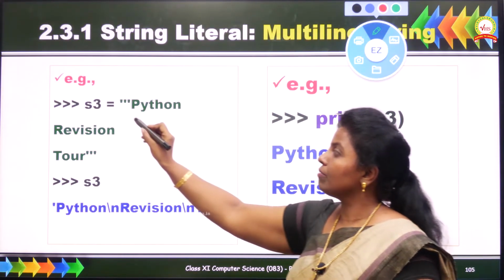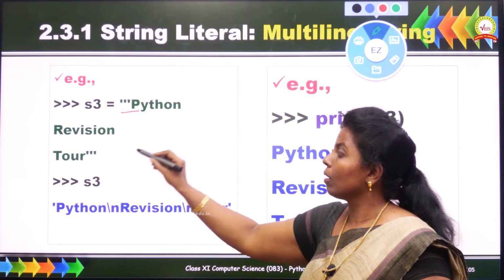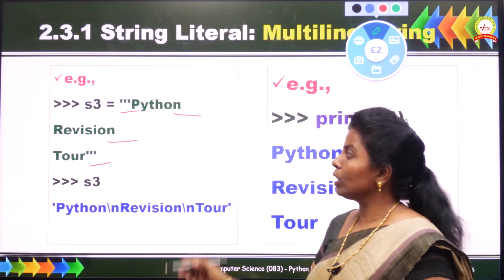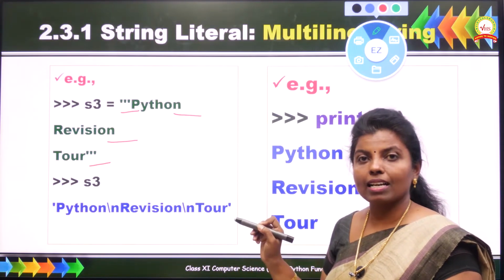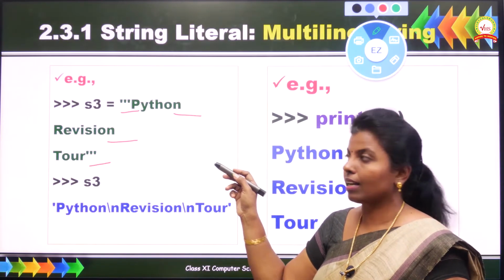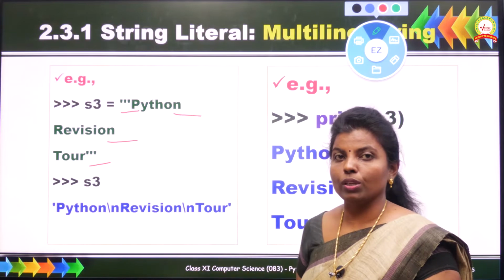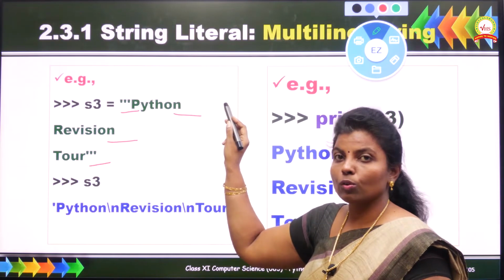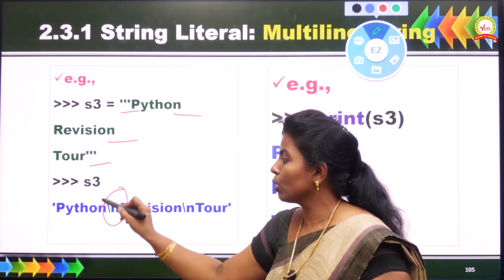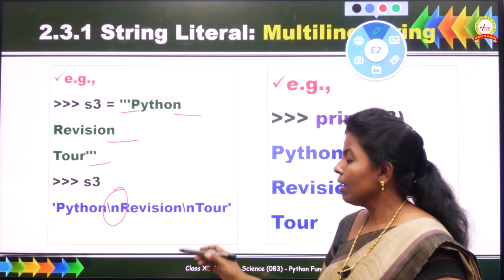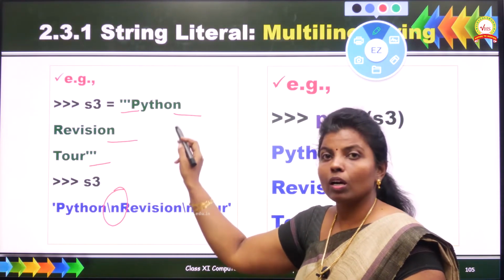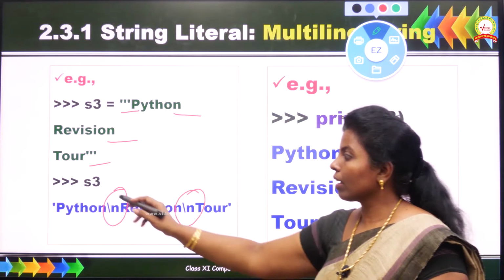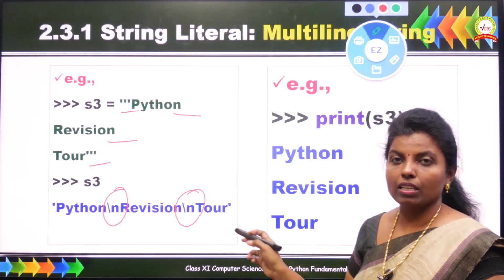When I start with a triple quote, except at the concluding line, I need not give any backslash. Because Python automatically includes the backslash character, that is backslash n, the new line character, at the end of each line except the concluding line. So when I display S3, you can see here after Python, I have not included anything, but the Python interpreter has included backslash n, the new line character. Again here after revision, I have not given anything. The Python interpreter has automatically included backslash n. Again, the word tour has been printed because that is the last line.